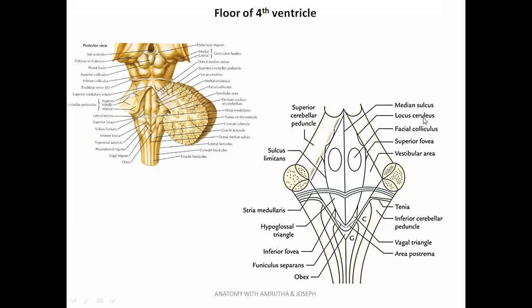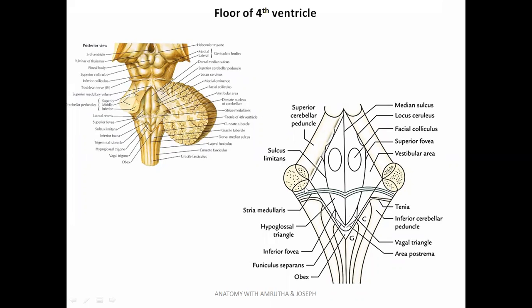Coming to the lower aspect, here there's a line that is called the stria medullaris. This line demarcates the pons and the medulla oblongata. Above this we have the pons, below this you have the medulla oblongata. These are representing some fibers. So the stria medullaris can be seen.